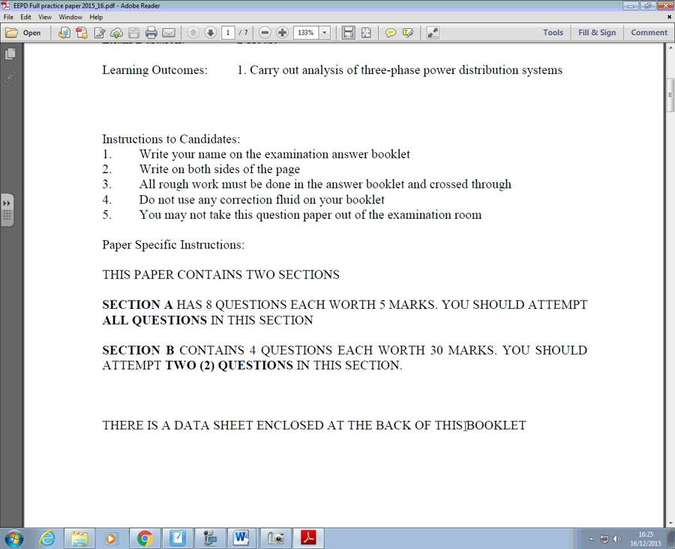The real paper has 4 questions. I'll tell you what happened. I started looking for 8 questions of 5 marks each, and I was struggling to get short enough questions to be 5 marks. So I decided to go with 4 questions of 10 marks each. So there are 4 questions in the first part, and they are 10 marks each.